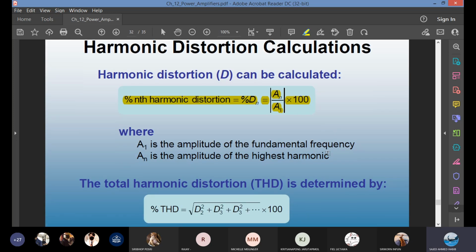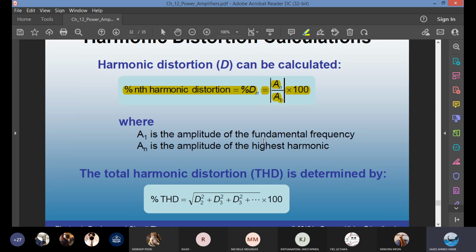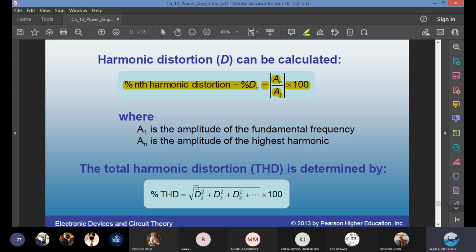But you cannot add them up like that. You cannot add percent D1, percent D2, percent D3, percent D4. The total harmonic distortion is calculated with the square root formula. Percent THD is, it should be D2, D3. Here is another mistake. This one should be D4. Square root of D2 squared plus D3 squared plus D4 squared, and then the whole thing multiplied by 100. The 100 is outside of the square root.